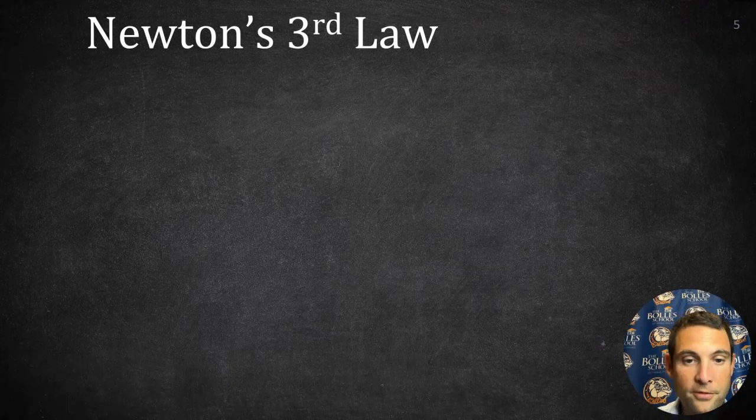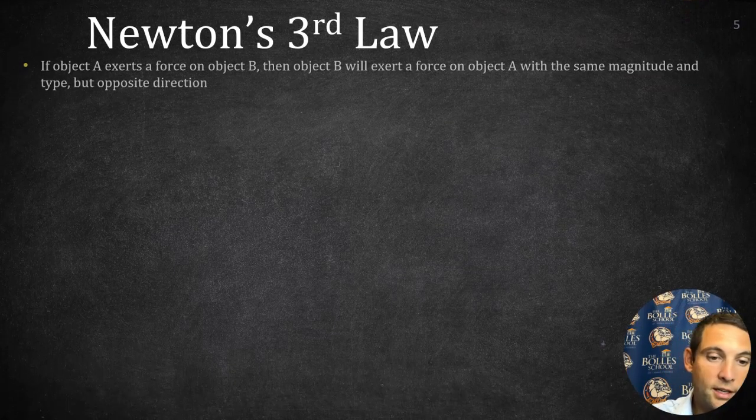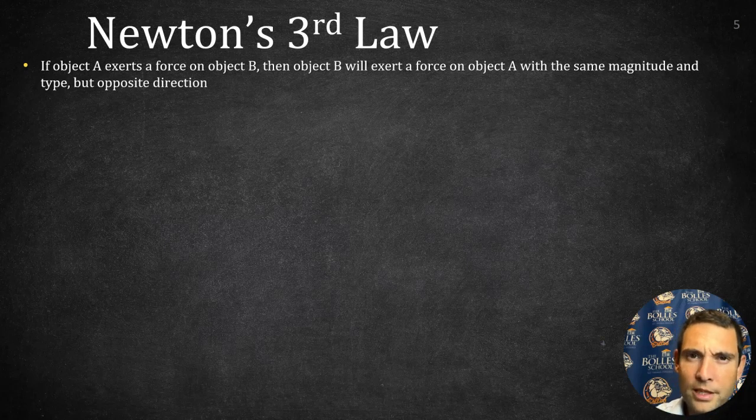Even though you may have memorized Newton's third law in a catchier way, it's going to be a lot more useful if you memorize this really long sentence. If object A exerts a force on object B, then object B will exert a force on object A with the same magnitude and type, but opposite directions.